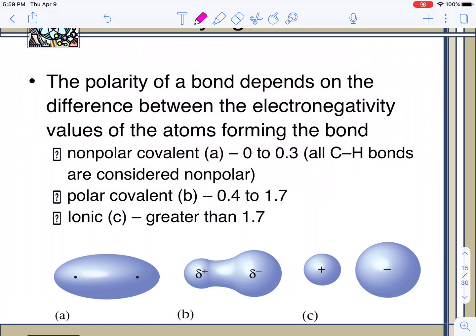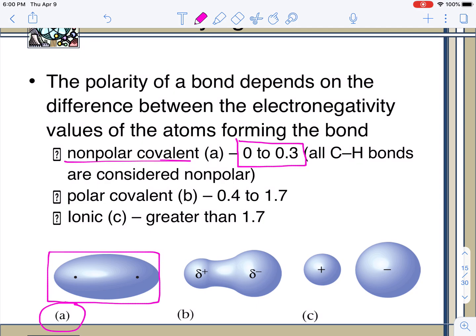So what if we have a situation where everyone likes electron density equally? That's shown down here in letter A. You'll notice there aren't poles to this molecule. It looks uniform throughout. Everyone's kind of sharing the electron density equally. So that means they must like the electrons about the same. And so that means they're going to have a really small difference in how much they like those electrons. So that means if you have an electronegativity difference that's anywhere from 0 to 0.3, you're going to have a nonpolar covalent bond. Again, very small difference between the electronegativity value for both atoms. That makes a nonpolar bond.